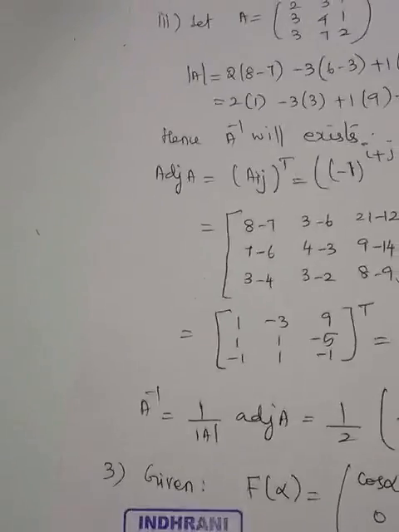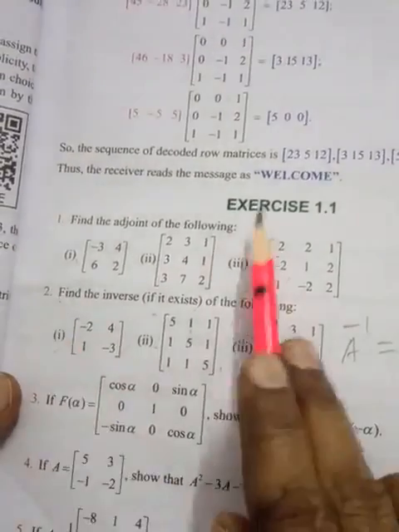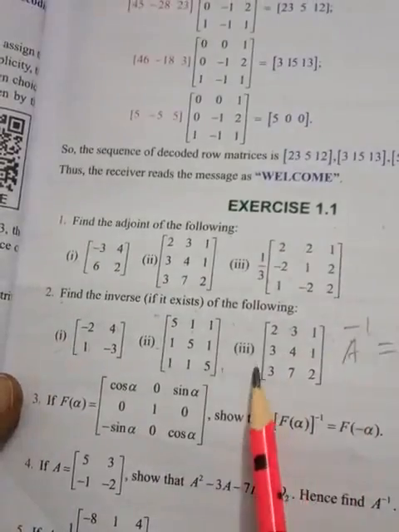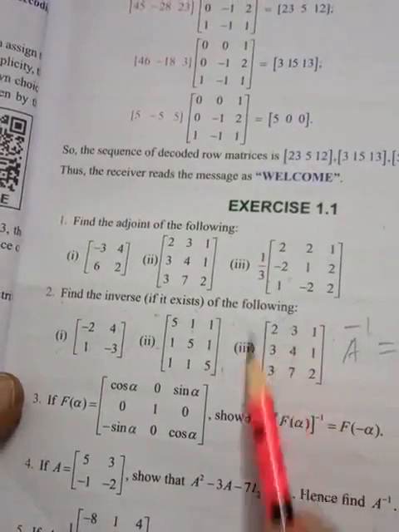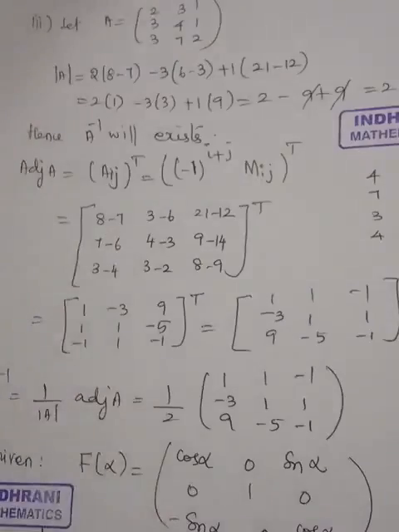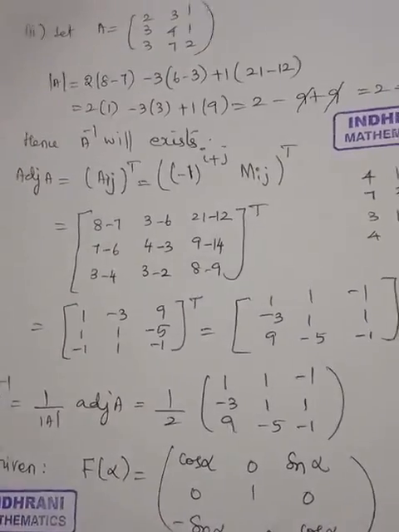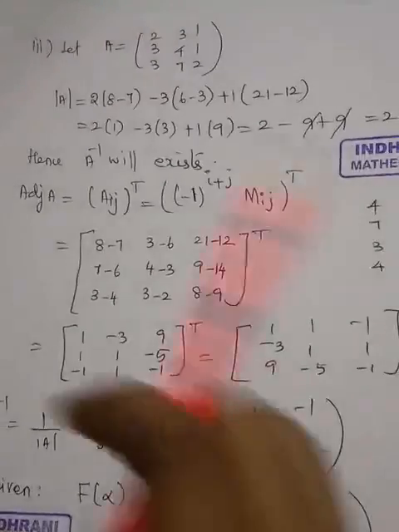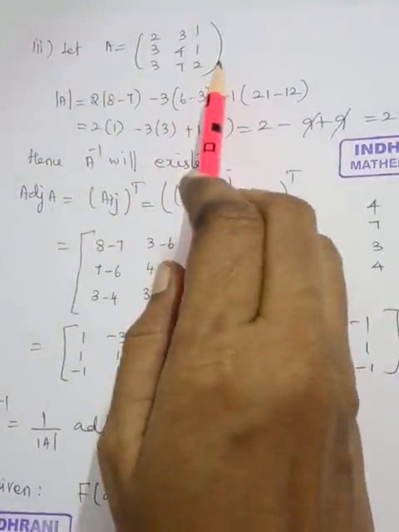Now we are going for the last subdivision, that is called third subdivision. Look at the question. Question number 2, Exercise 1.1, third subdivision. This one I am going to take as A. So the first line is: let A is equal to the given matrix.